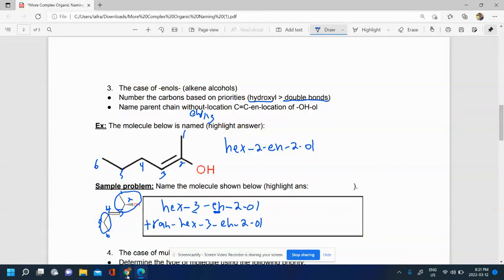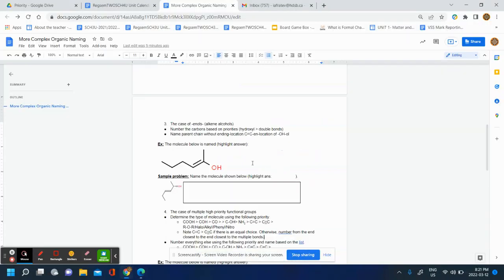To check our work, we can go back to our document over here, and we can highlight to show our answers. So hex-2-en-2-ol, and over here we have hex-3-en-2-ol. I didn't really focus on whether it was cis or trans in this answer key, but now you know that you can name this the trans version because you have the two biggest groups on opposite sides of the double bond.